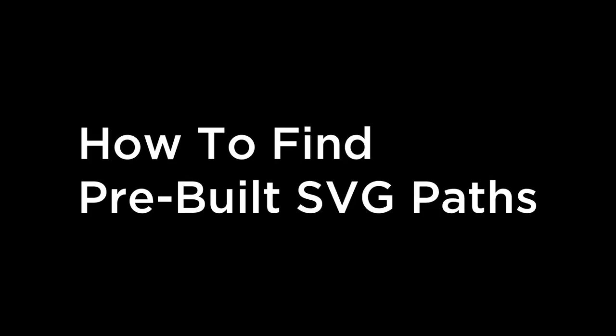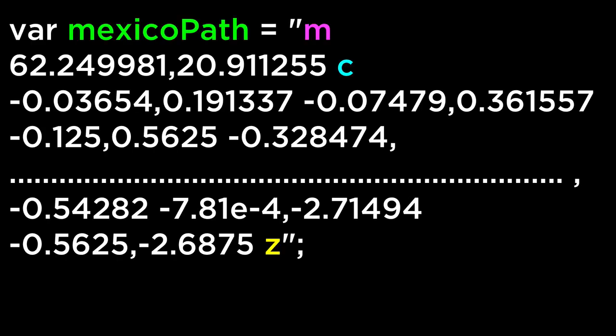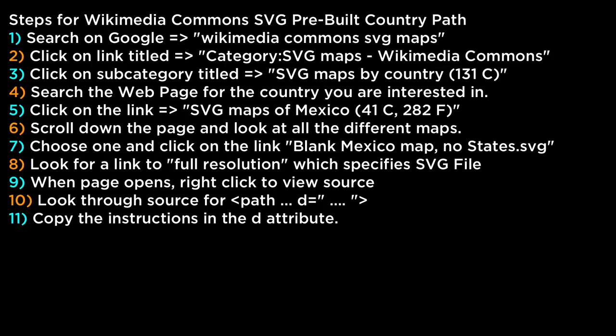How to find pre-built SVG paths. As a reminder, this is the Mexico SVG path with most of the middle removed. I downloaded this path pre-built and just plugged it into a variable that then created the map. Let's cover the steps I took to find this map, which you can use to find your own pre-built SVG maps. This is the full list of steps we will take to look for the SVG pre-built path for a map of Mexico. The process can be broken down into 6 sections.